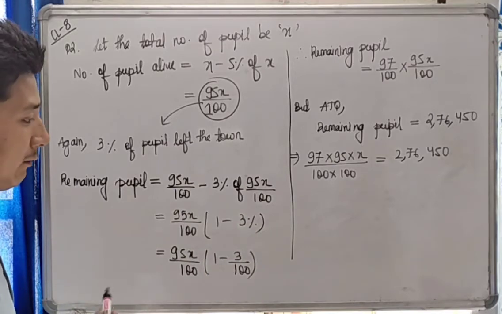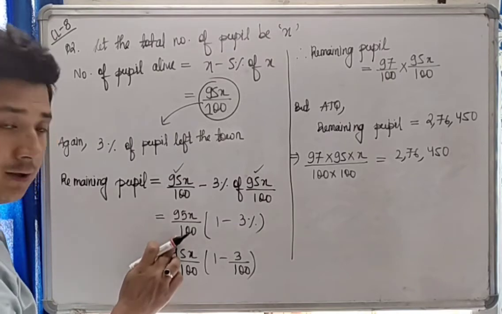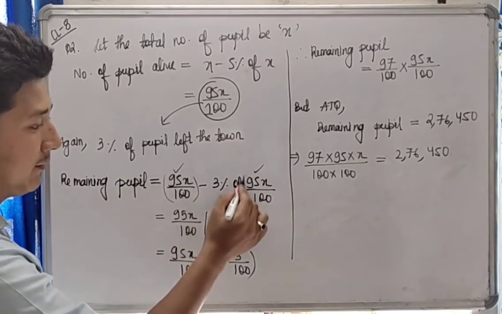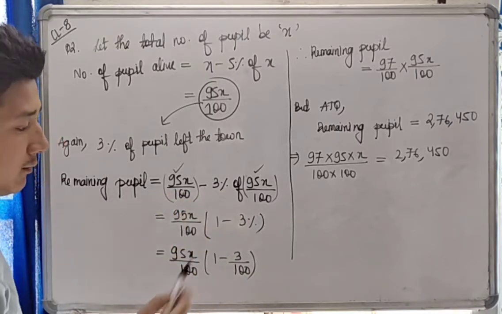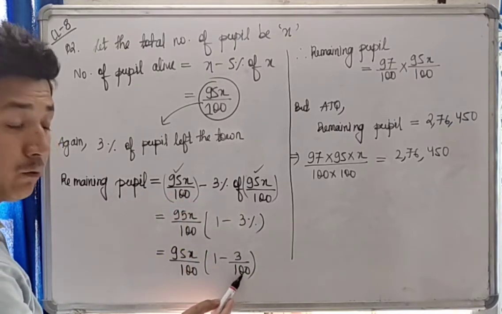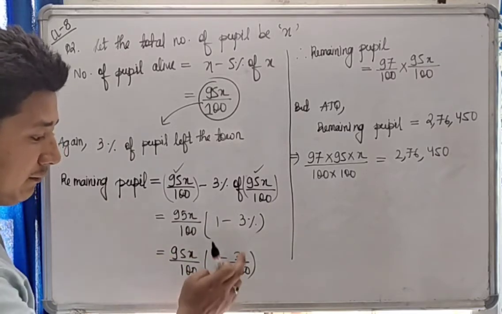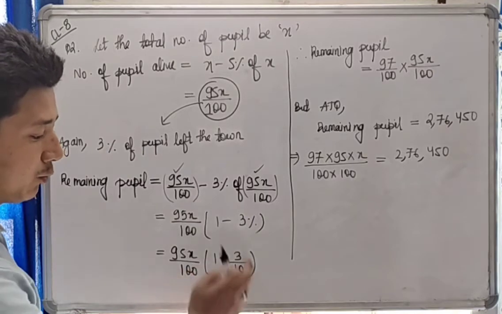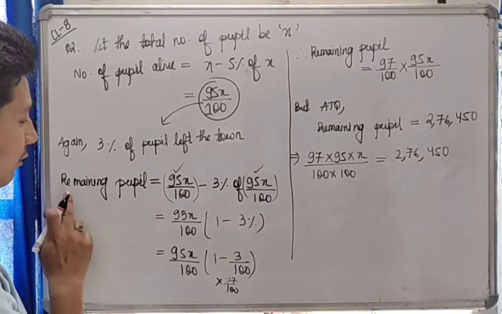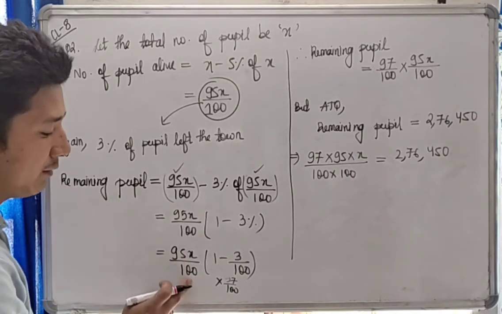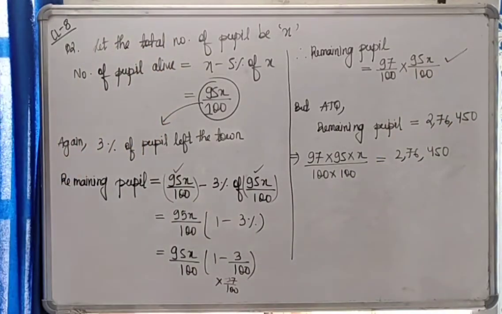To make this complicated calculation easy, what I have done here is I have taken 95x by 100 common. So within the bracket I'll be left with 1 minus 3 by 100. Again, 100 minus 3 will be 97, so this portion will be 97 by 100. Therefore remaining people will be 95x by 100 into 97 by 100. So this is the remaining number of people.